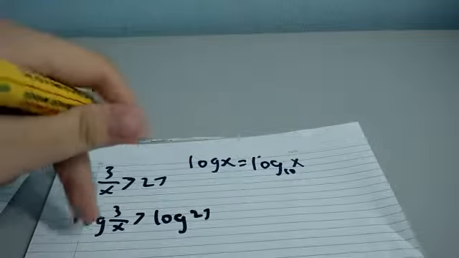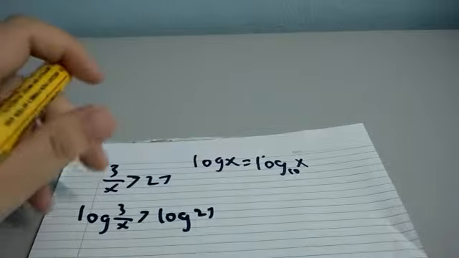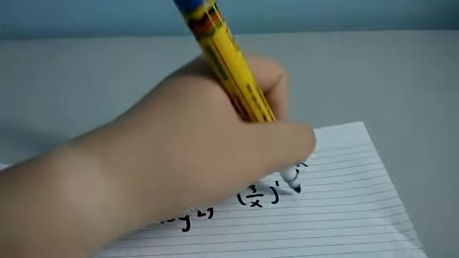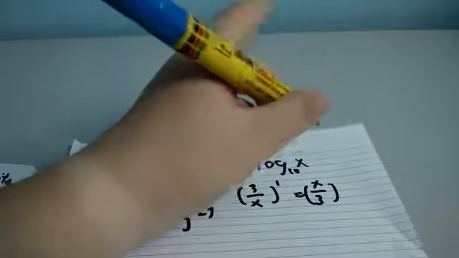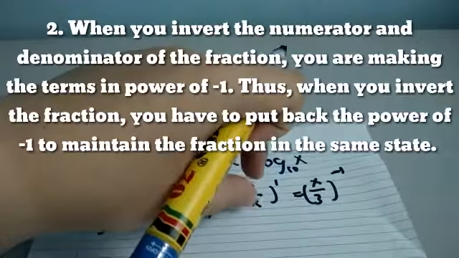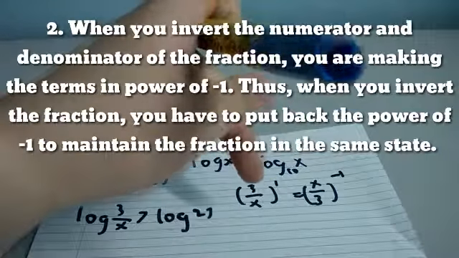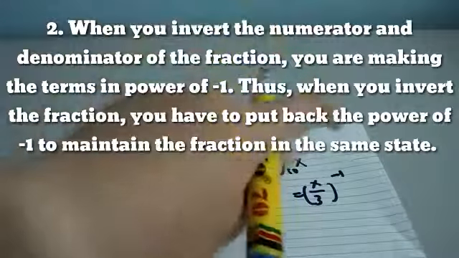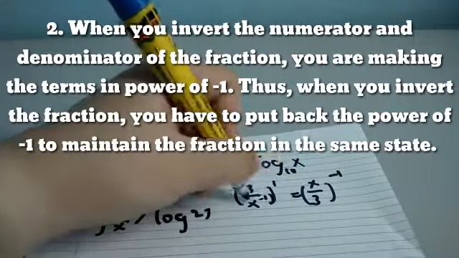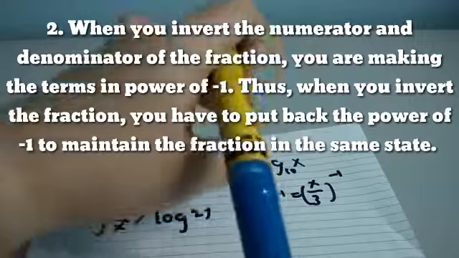What I'm going to do is make this x into the numerator. But how do we do this? Since 3 over x is equal to x over 3 with the power of -1. Why? Because when you invert a fraction, you must add the power of -1. If I have a -1 right here, don't forget I need to put another -1, because -1 times -1 is 1.